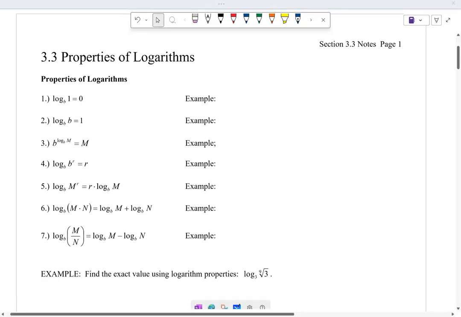All right, welcome back to your favorite pre-calculus class. Let's review properties of logarithms for a minute.